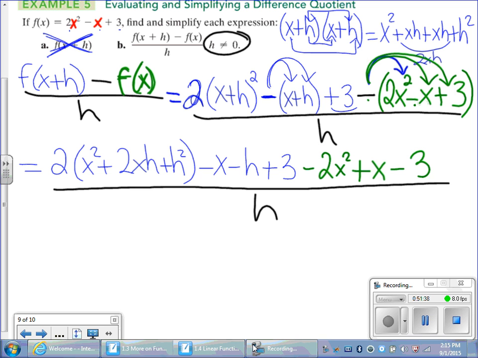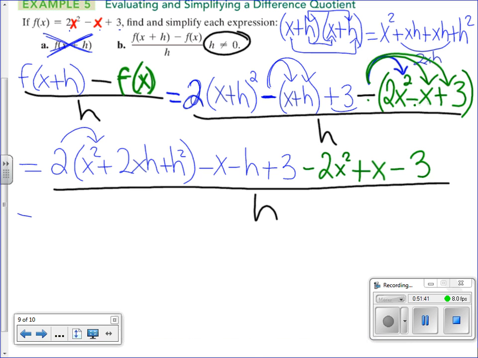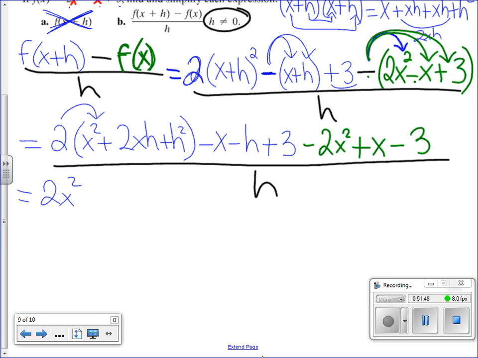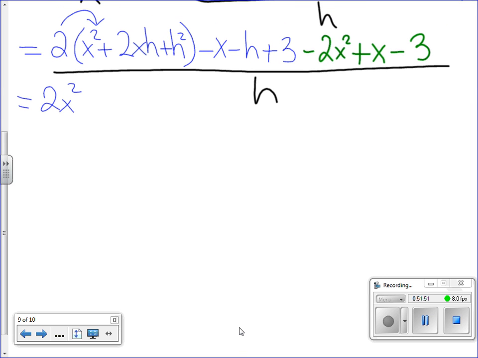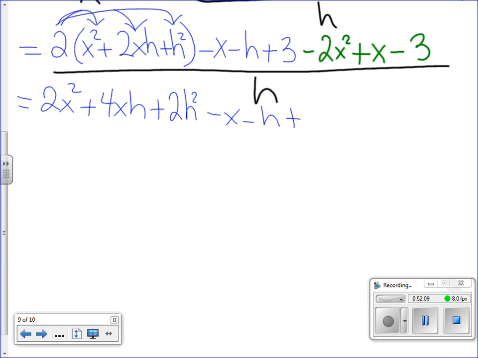Now I'm just going to write with one color, and I'm going to distribute this 2 now. So we will have 2 times x squared, 2x squared. Then 2 times 2xh, that will be positive 4xh. And then we will have 2 times h squared, and that will be plus 2h squared. And then we have minus x minus h plus 3 minus 2x squared plus x minus 3. We're almost done, I promise.